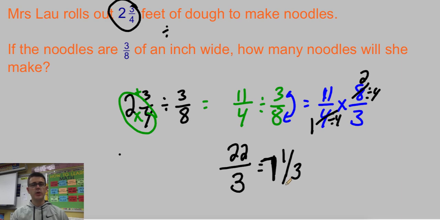Okay, sorry, I had to check myself real quick. So we can make 7 whole pieces, and then we have a little scrap of dough left over. All right, that's how we divide fractions.